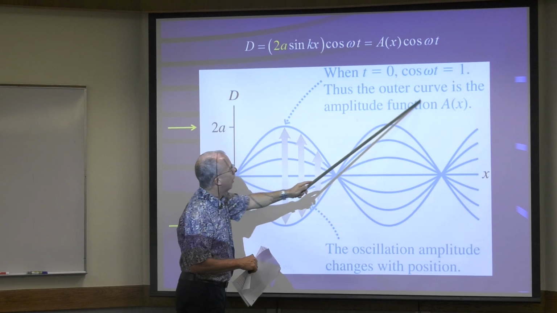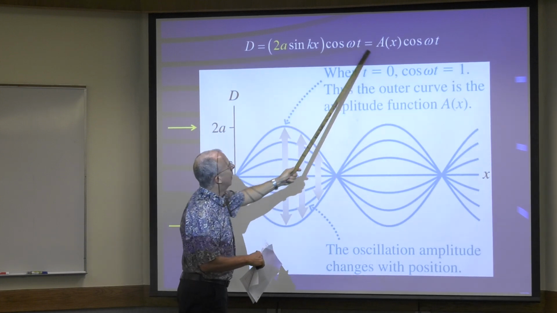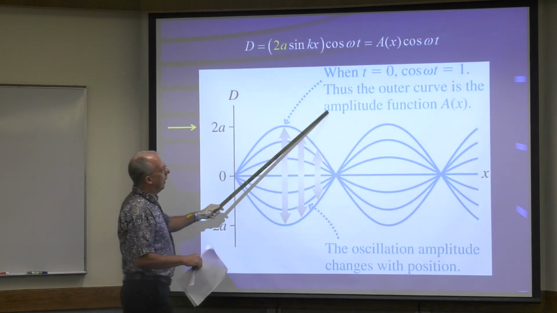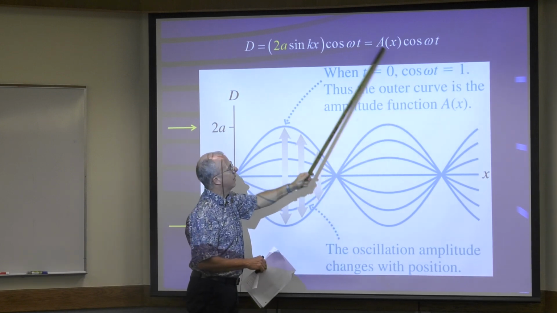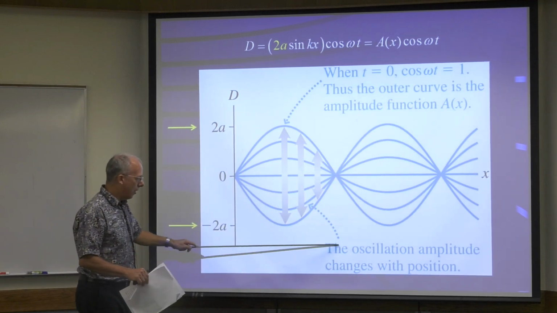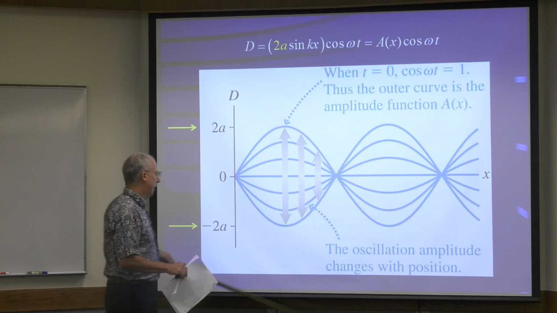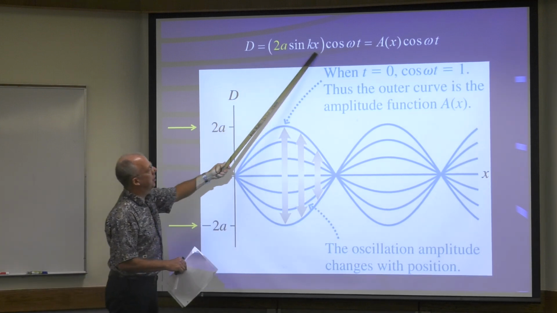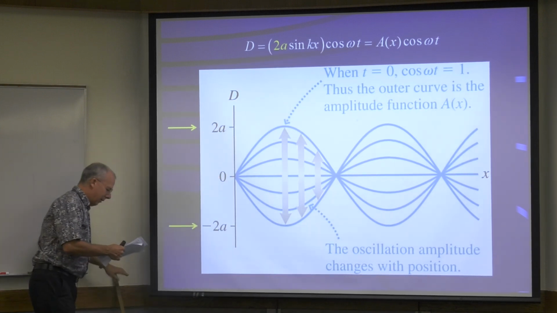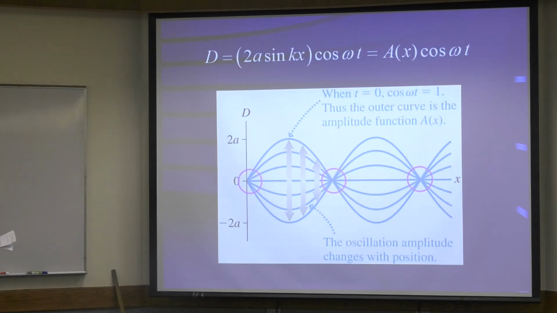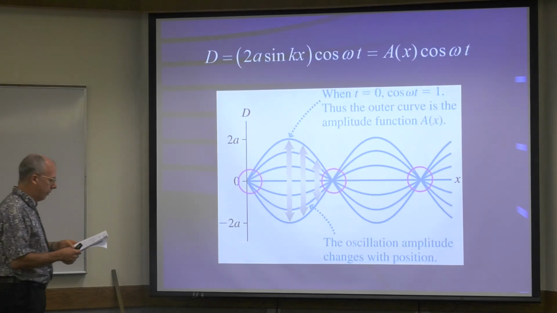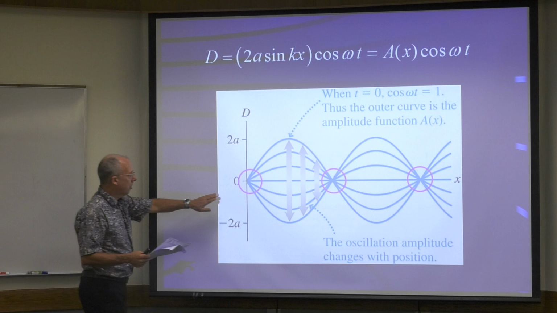So the outer curve is the amplitude function a of x. That's what I just said a minute ago. The oscillation amplitude changes with position. Just repeating myself, sorry. All right, now let's start talking about the observations. So first let's discuss this.